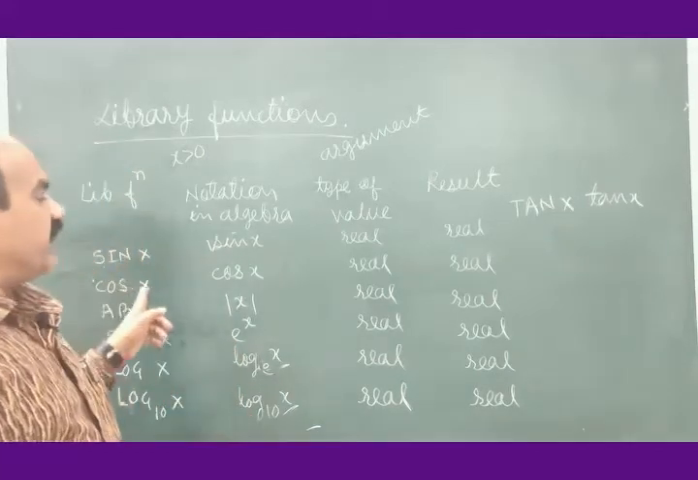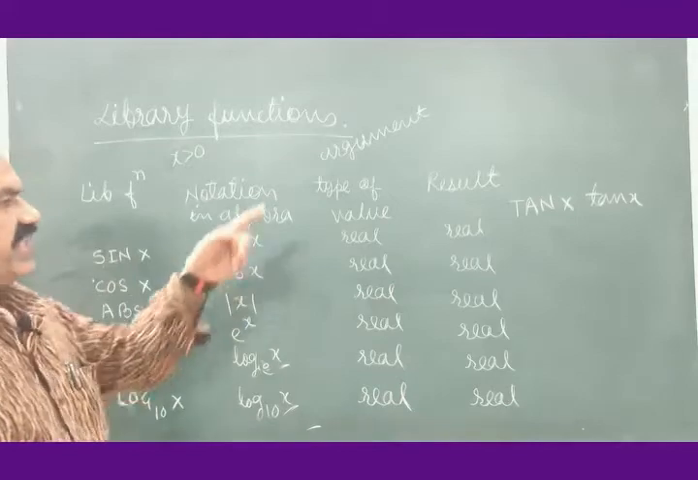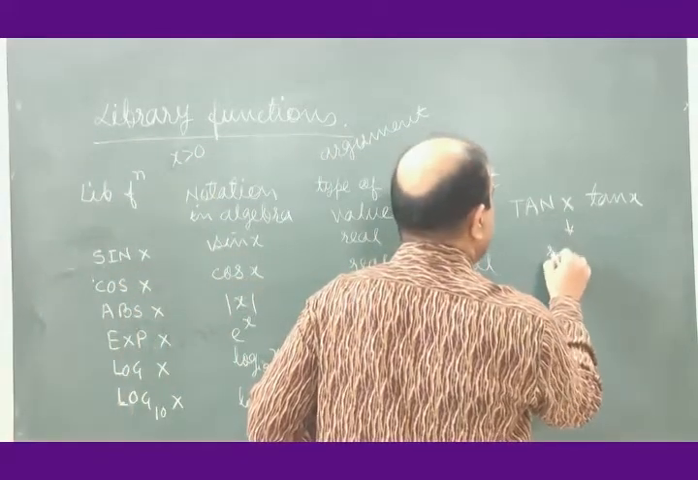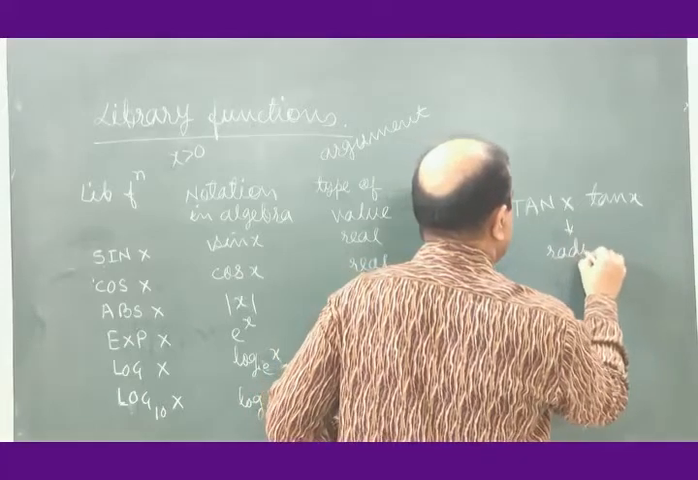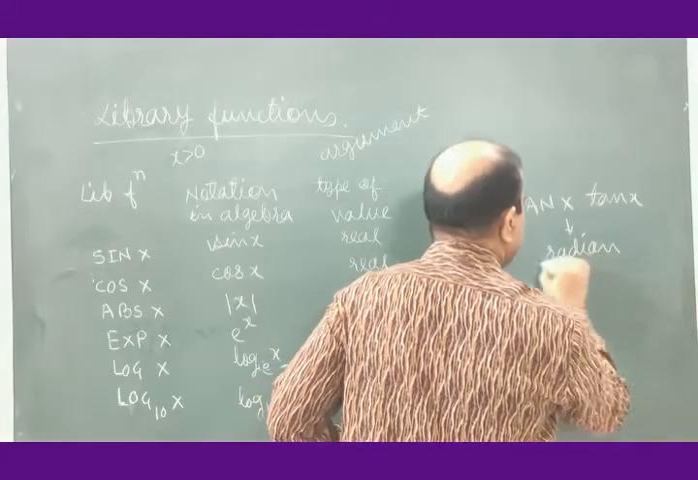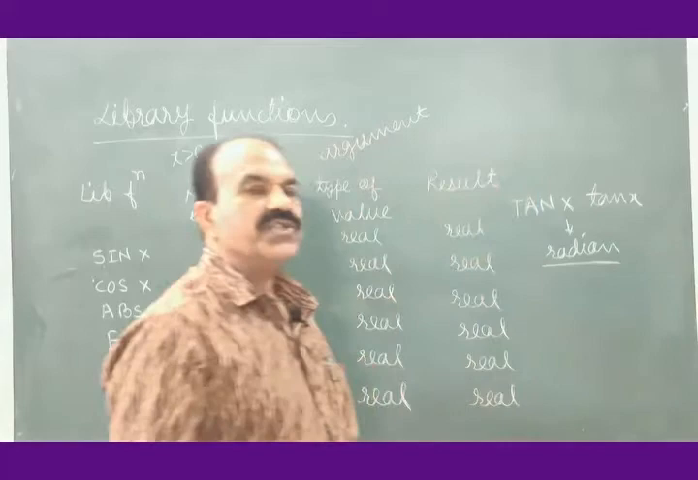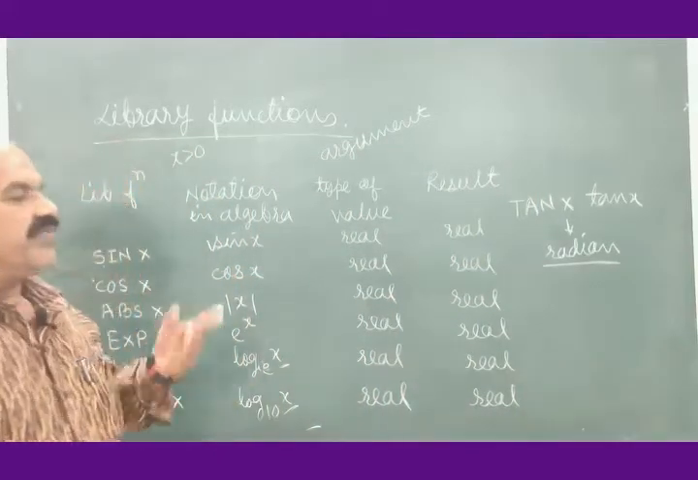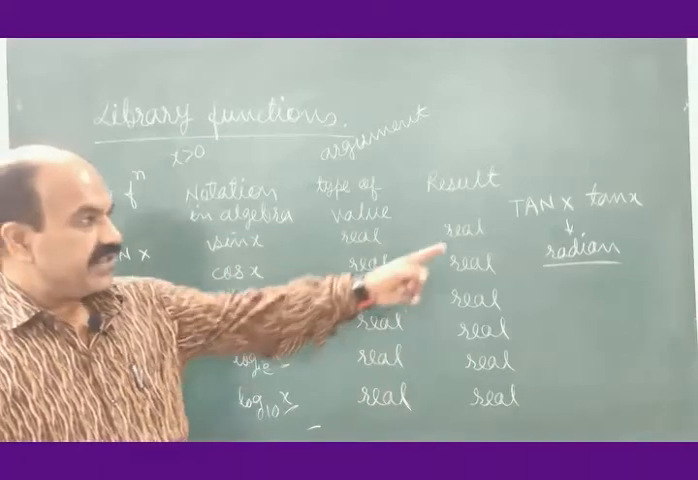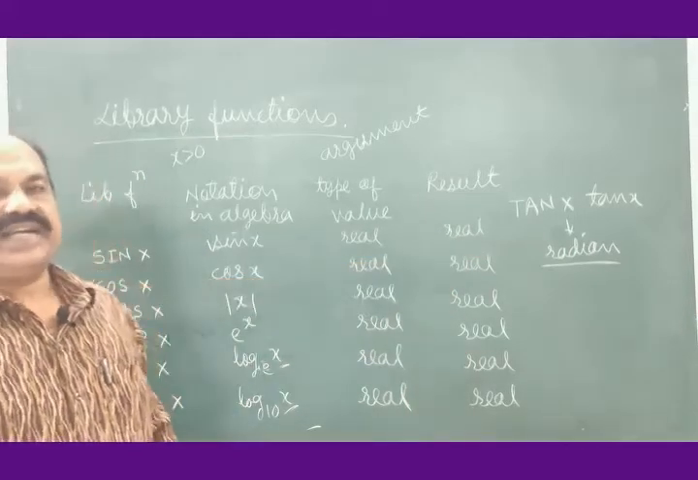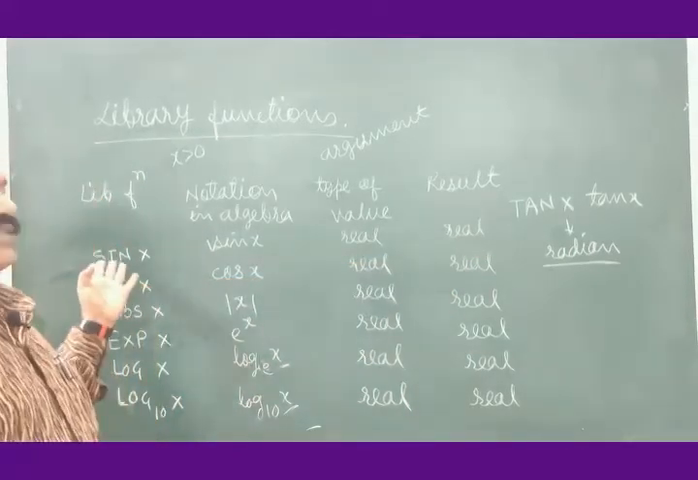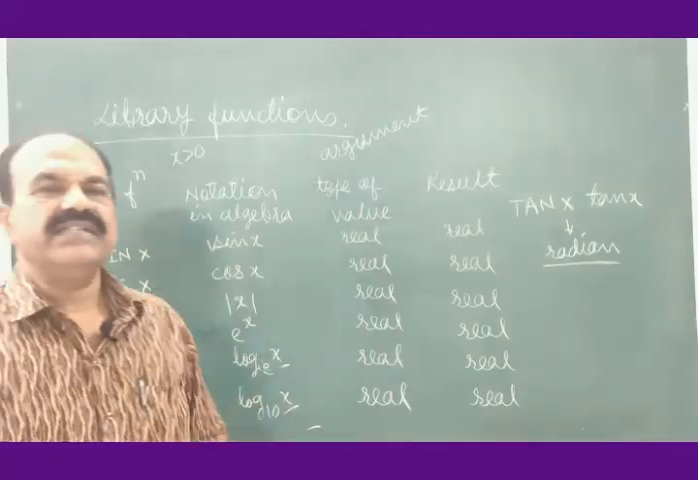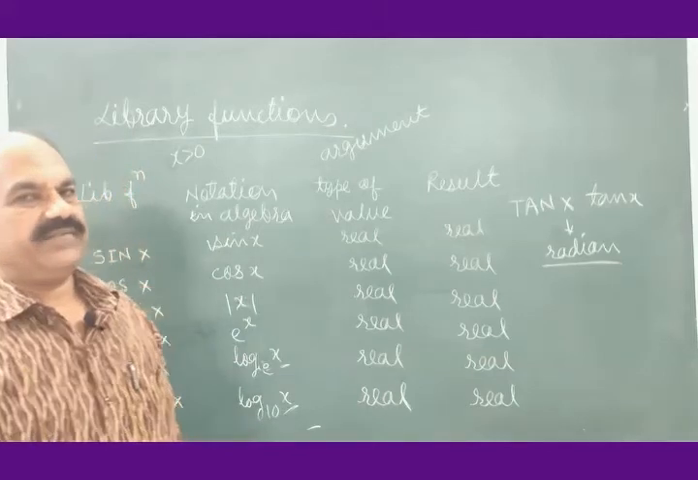In case of trigonometric functions, sin x, cos x and tan x, the argument x must be in radian. The argument you are providing must be in radian. Then you can get sine of that, cosine of that, and tangent of that radian.